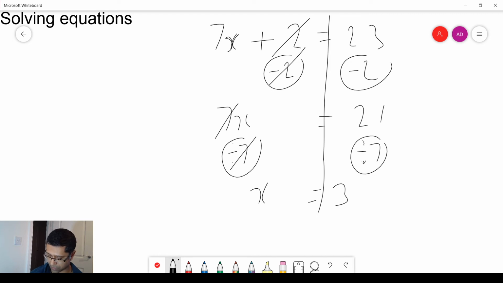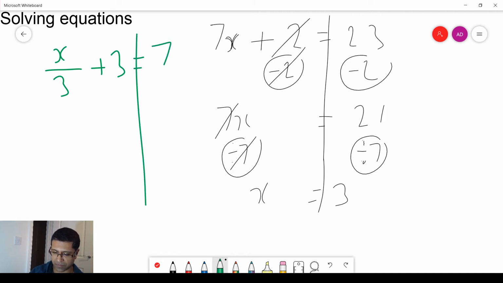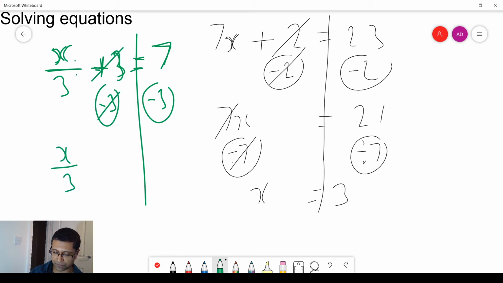Let's try another one. This time a little bit different. Let's try x divided by 3. Right, so something divided by 3, add 3 to give you 7. So, same as before, to get rid of plus 3, you take away 3. Do the same on the other side. So 3 take away 3, they knock each other out. You're left with just x divided by 3. And then 7 take away 3 is 4.